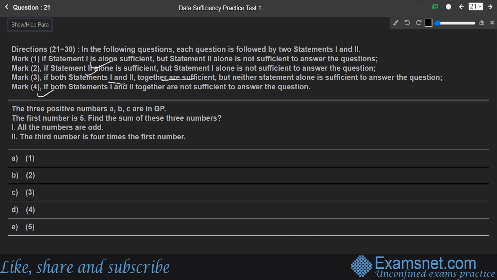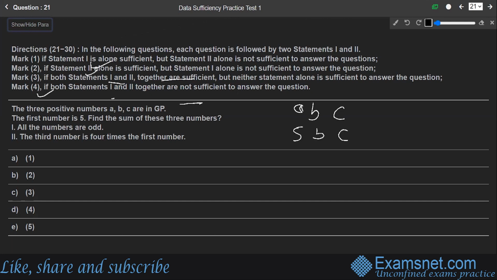Three positive numbers A, B, C are in GP. This is the information given. The first number is 5. Find the sum of these three numbers. So we have been given three numbers A, B, C, and we can write them as A, B, and C. And the first number is 5.